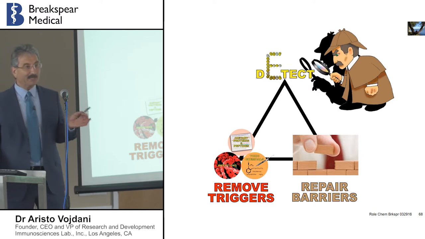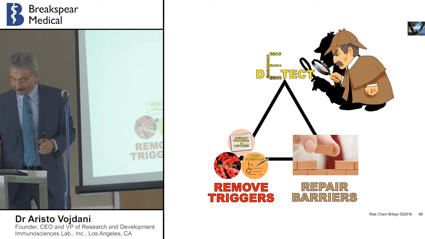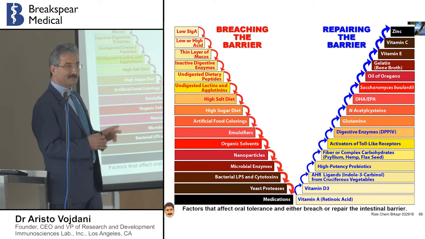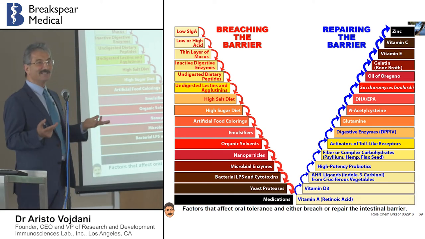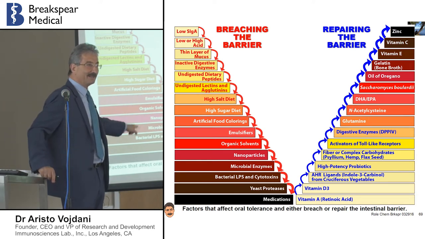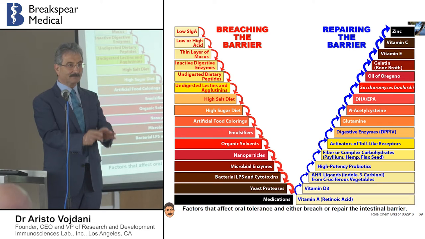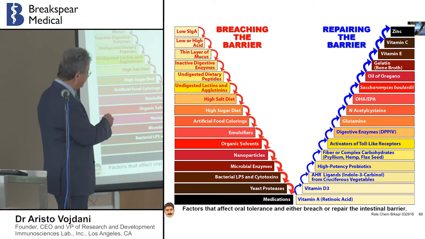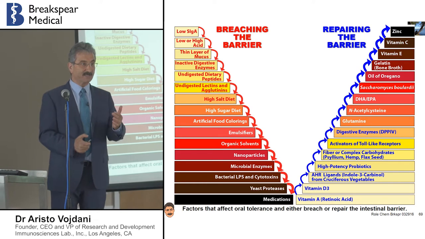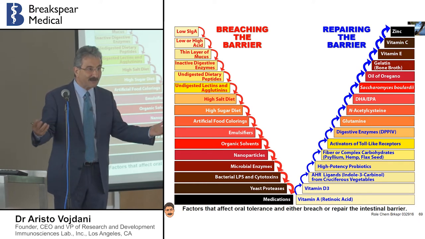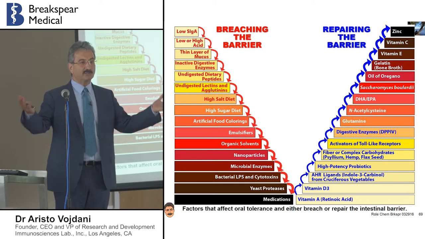And at the beginning of my talk, I showed you the pyramid, right? The pyramid of autoimmunity. Now let's reverse the pyramid, which is V, Vojdani, my last name. Okay? So now what do you see in here? If you take the pyramid and this one, these will be the most important two slides to remember in my talk. Okay? So what we have in here, on this side we have breaching the barriers, here we have repairing the barriers. Why is that important? Because this is the root cause of autoimmunity. The breach in barrier is the gateway to autoimmunity.